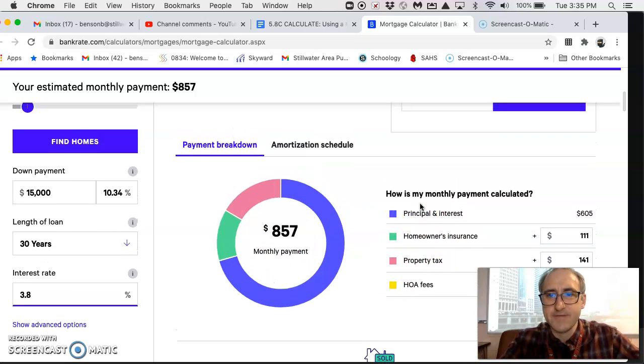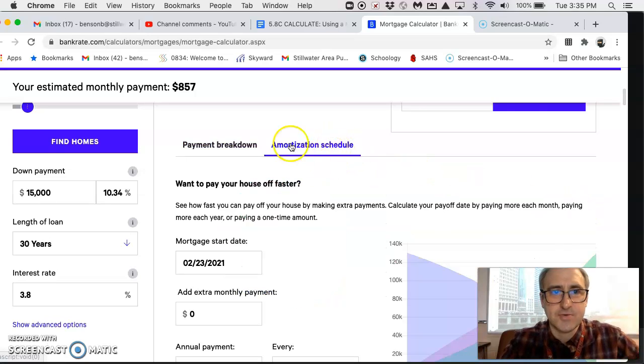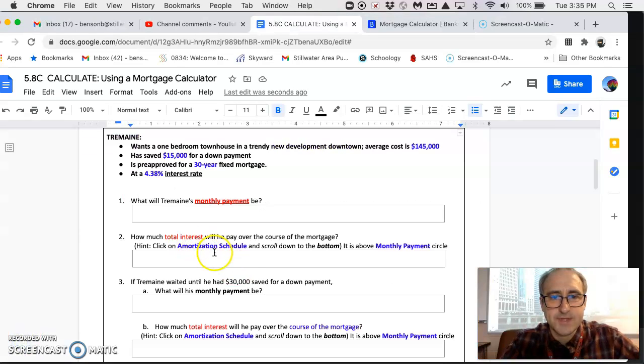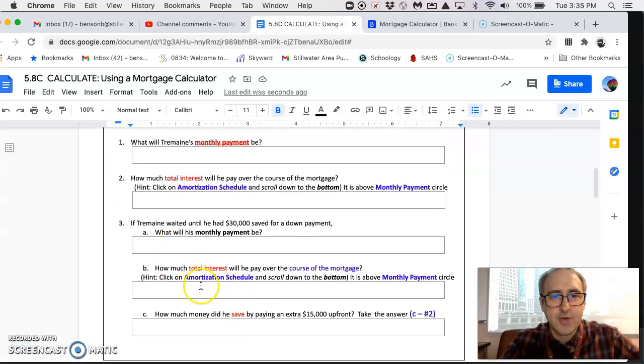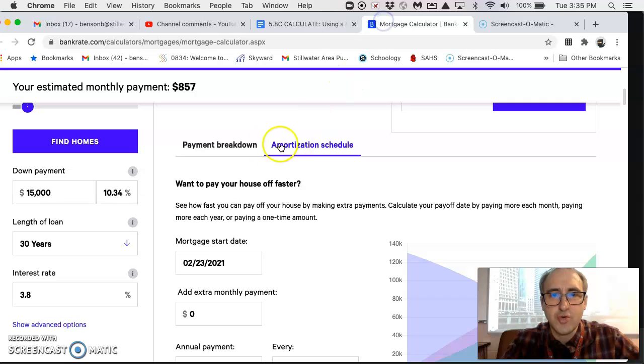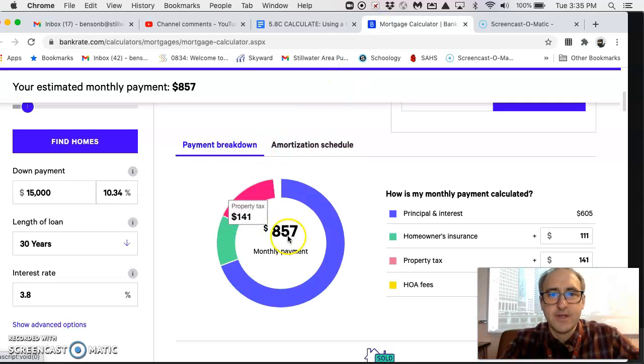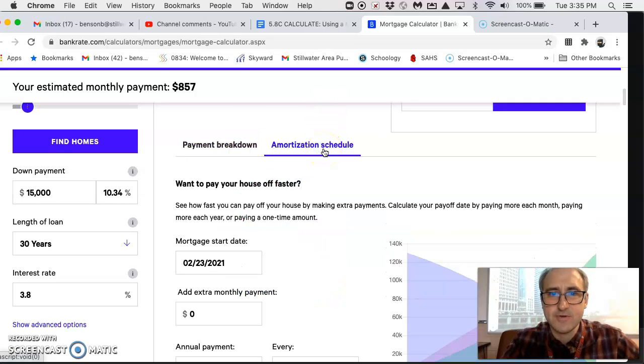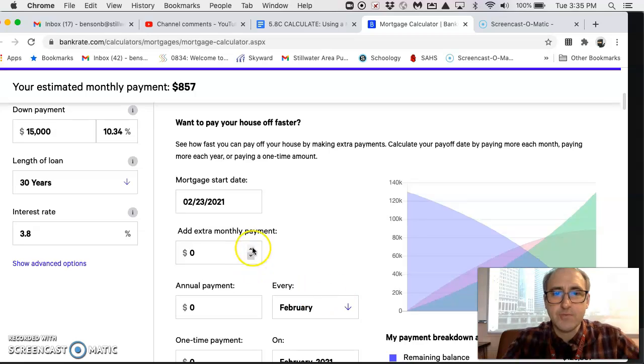For the sake of this activity, we are going to also use amortization schedules. As we move down to the second question and question 3 part B, and on some of the other ones, anytime you see amortization schedule, you are going to go from the payment breakdown to amortization schedule. Notice when we get here, we can put extra money down as a down payment, but we're not going to do that yet. That'll come later on in this assignment.